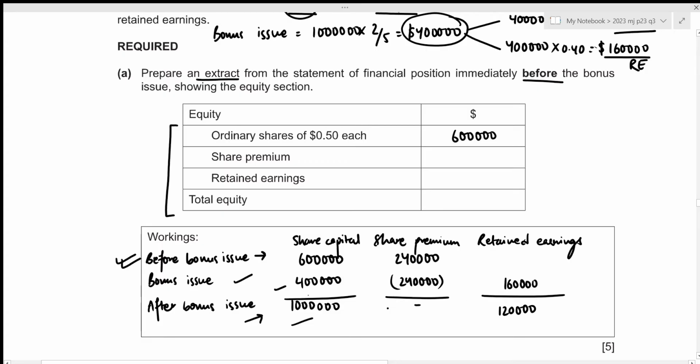Okay, I made a mistake here because remember that for bonus issue, we'll be subtracting from our reserves. So this should be a negative value. So for the opening balance or before bonus issue of our retained earnings, that is just going to be 120,000 minus negative 160,000. So that's basically 120,000 plus 160,000, which results in the value of 280,000. So for share premium, that should have been 240,000. For retained earnings, it should have been 280,000. So the total equity would have been 600,000 plus 240,000 plus 280,000, which results in 1,120,000. That's all for the first part of this question.